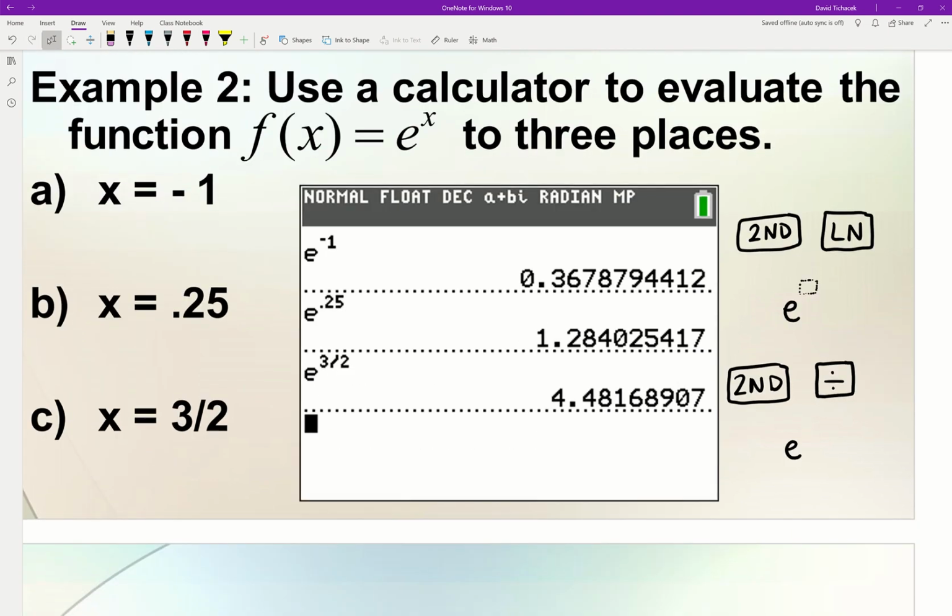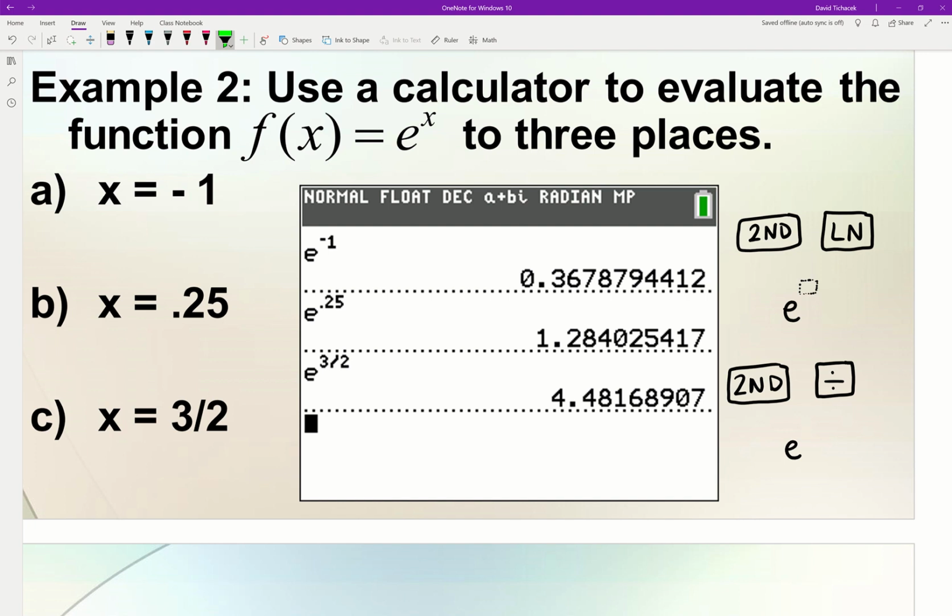So if I ever give you an example where it says use a calculator to evaluate f of x is equal to e to the x to 3 decimal places, we have all these different inputs like -1, 0.25, and 3/2. We can go ahead and plug those into the calculator by following the sequence of buttons that you see over here on the right-hand side.